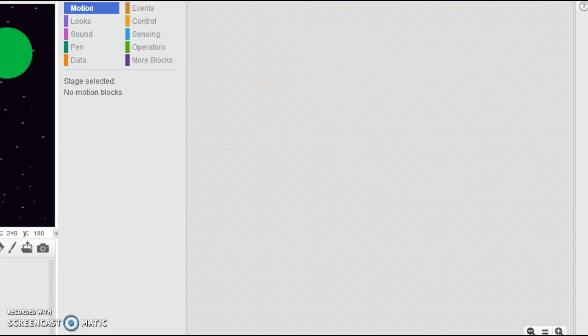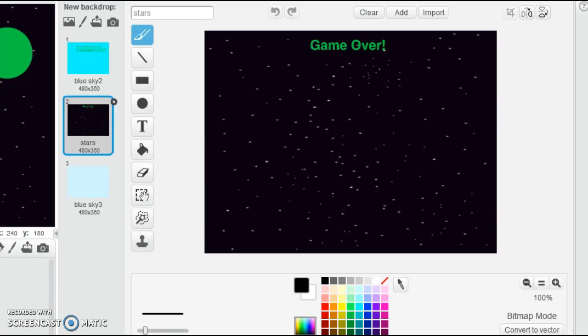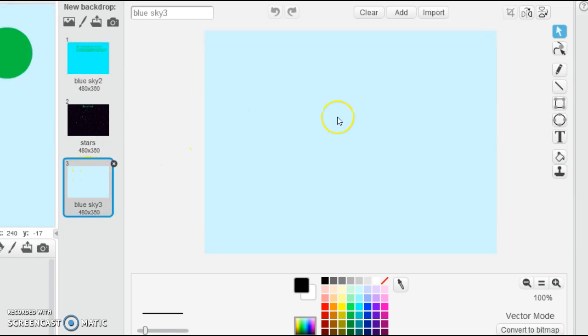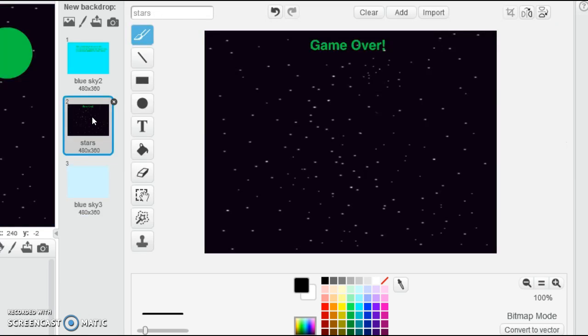Our backdrops are here. There aren't any scripts associated with the backdrops, but we do have them defined. The initial screen has the instructions, and all the further screens are basically a blank light blue background, and then we show game over by invoking the last backdrop as well. And that is the game.